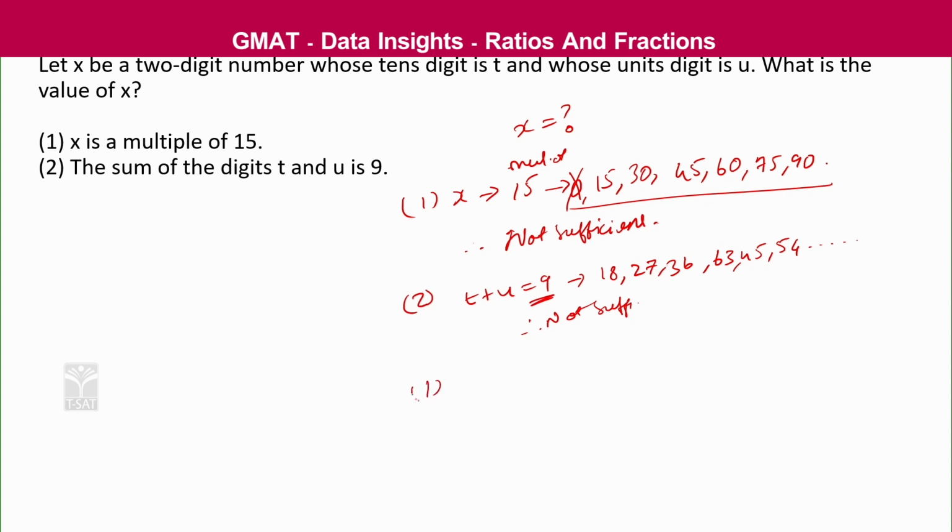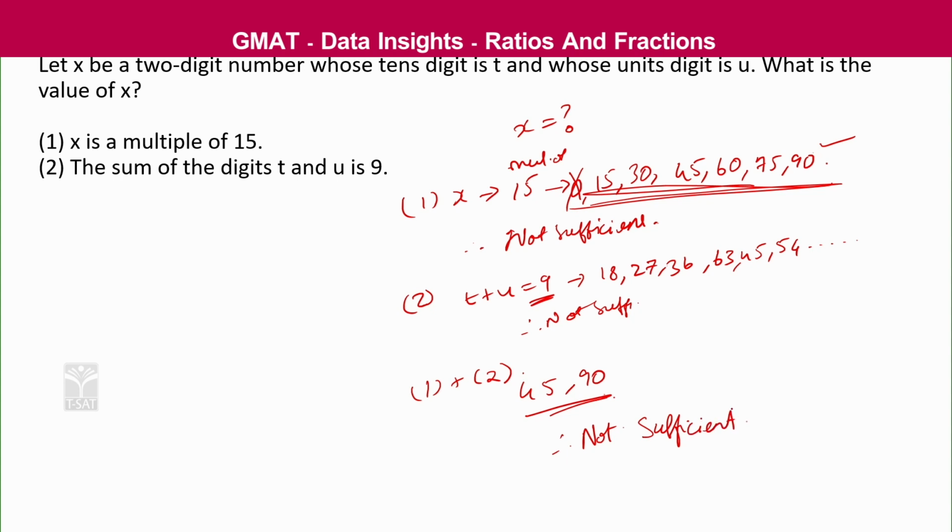So, let us put statements 1 and 2 together now. Together you have x is a multiple of 15 and the digits in x sum up to 9. So, how many options are there where the digits sum up to 9? We have 45 and we have 90. So, there are 2 possibilities still existing. So, therefore, there is no conclusive answer. So, this information together is also not sufficient to answer the question.